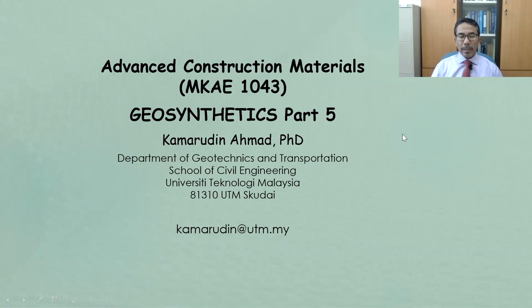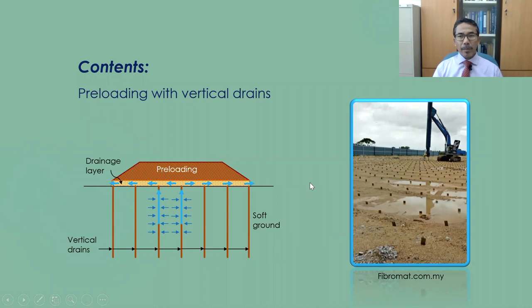With regard to geosynthetics, these materials can be highly permeable or impermeable. Geosynthetics such as a geomembrane or GCL, which are impermeable, can be employed to contain liquid, whereas geotextile, which is normally permeable, can be used for filtration. In this video, I will be talking about the application of geosynthetics in ground improvement.